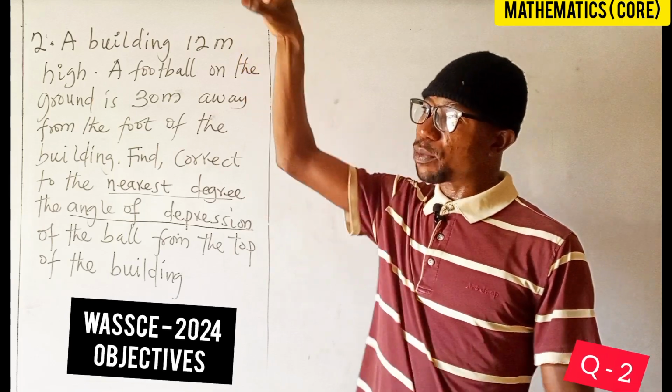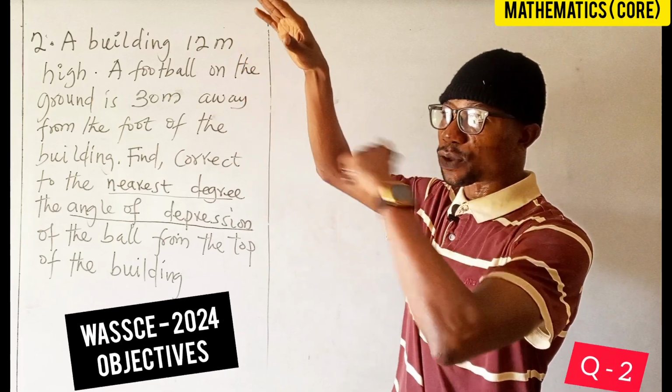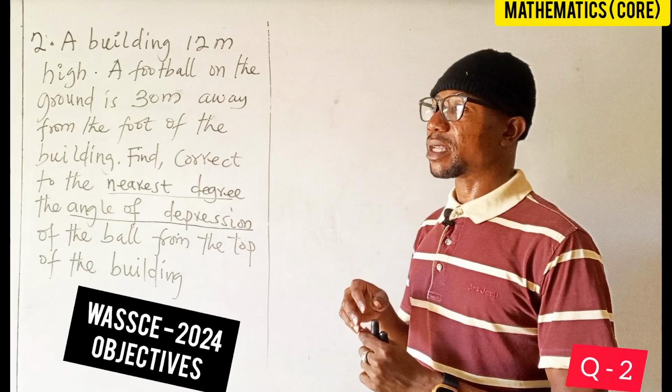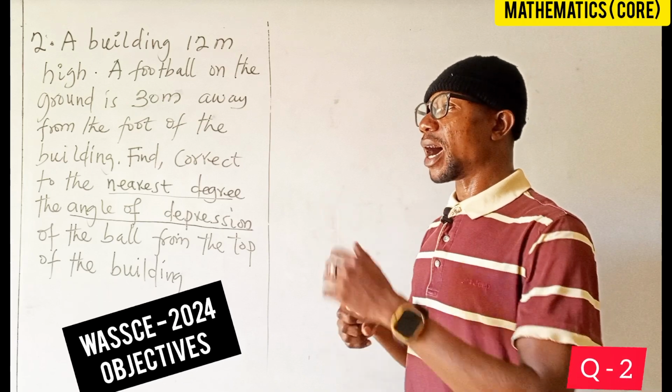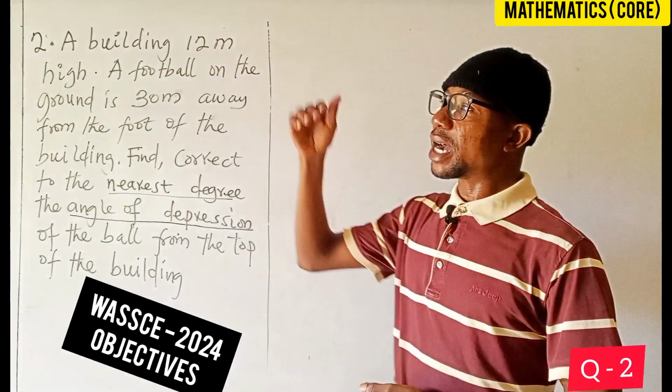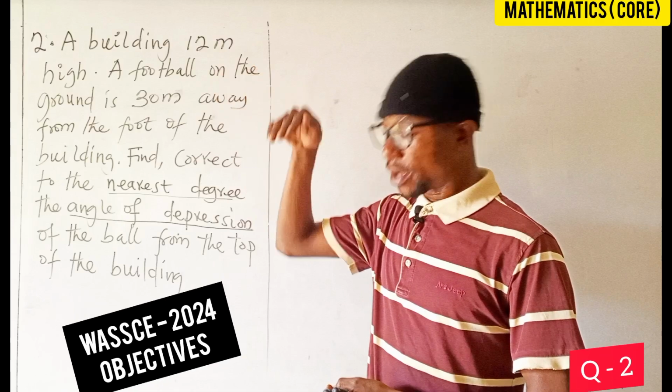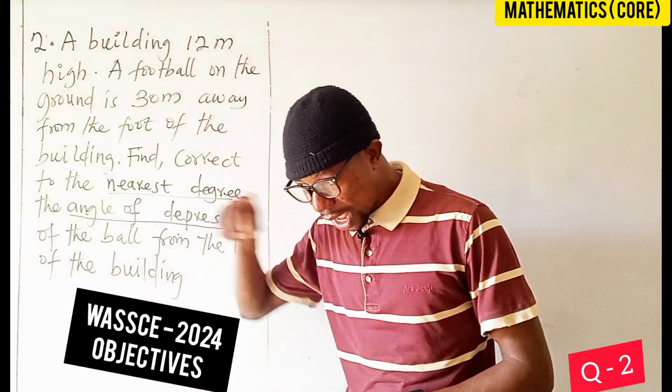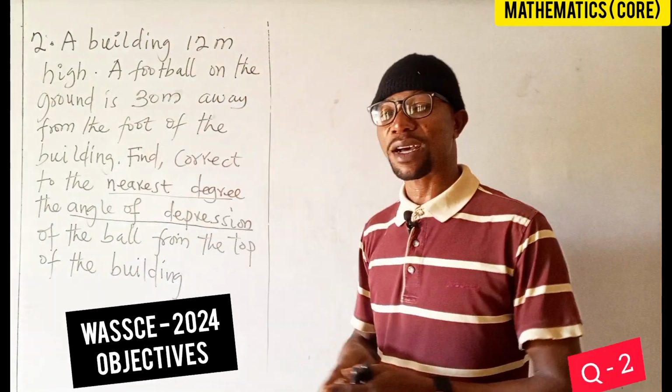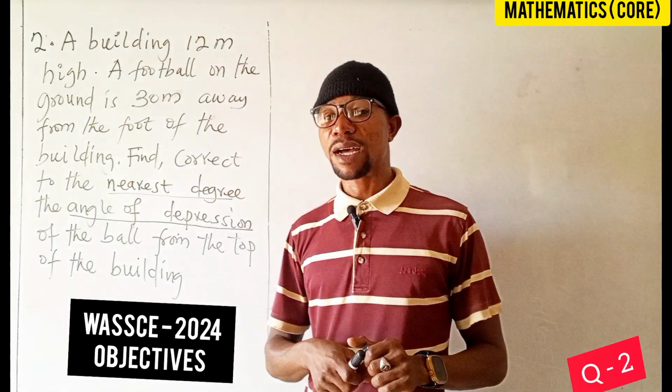So when you are looking upwards, the angle that your eye makes with the horizontal is what is termed as angle of elevation. Angle of depression is the angle your eyes make with the horizontal when you are looking downwards. So when I'm looking downwards, the angle that my eyes make with the horizontal is what is termed as angle of depression.